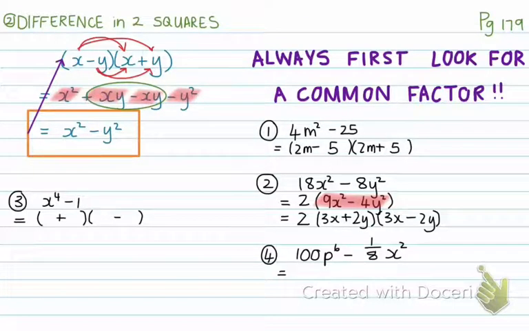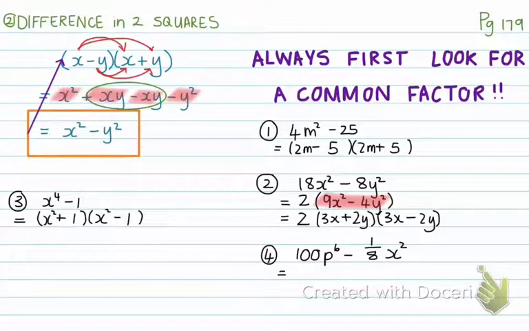In your mind, you take the square root of x to the power of 4, and that's going to give you x squared. So x squared is the first term in both your brackets. And then in your mind, you take the square root of 1, and the square root of 1 is just 1. So 1 will be the last term. Oh, sorry, there must be a square. 1 will be the last term in both your brackets.